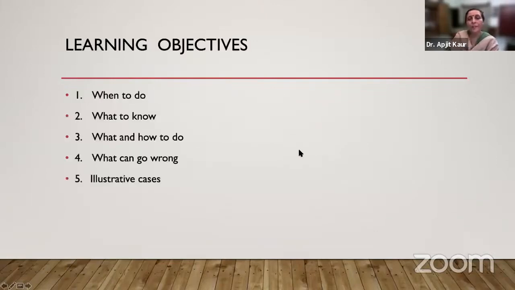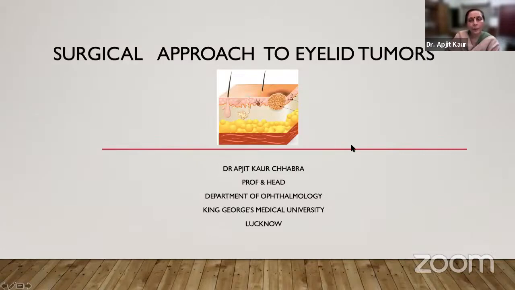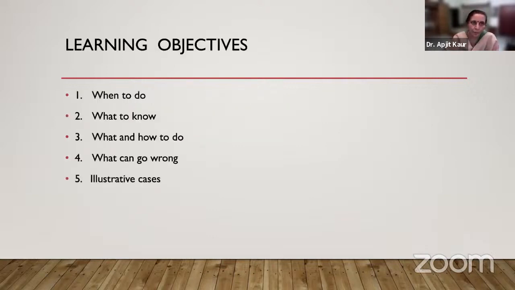So what is the relevance of today's topic? Surgical approaches to eyelid tumors. Actually, it carries its relevance from the fact that it could be either for definitive treatment or as a palliation. And following the surgery, the post-surgical functional eyelid is very important because it affects the vision, it affects the tear integrity and the drainage, as along with being important for the aesthetics of the face.